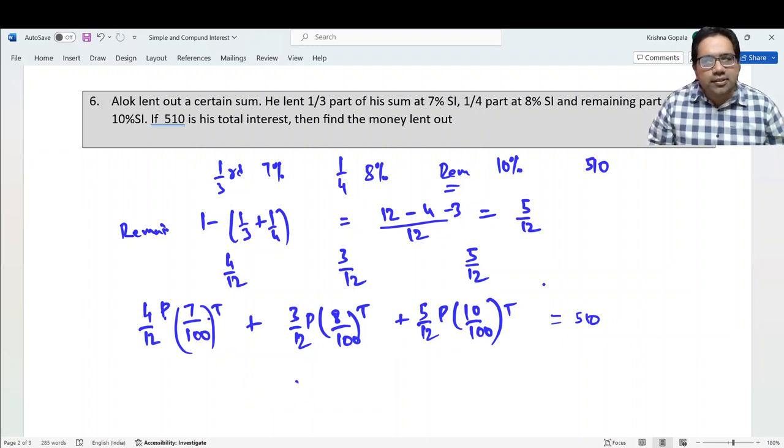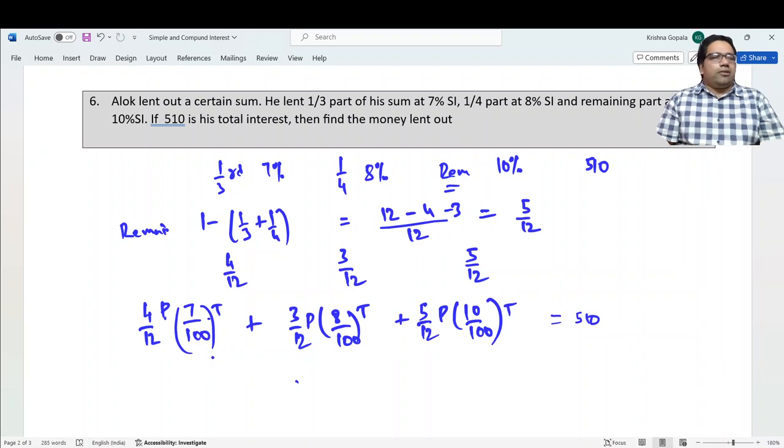This amount is 510. 4 by 12 into P into 7 by 100. So T is not given. T we can directly assume as 1 year. If you put T as total lender, it doesn't matter. T anyway doesn't matter now. Into 7%, 8%, 10% to find the money lent out. Now what we have to do?